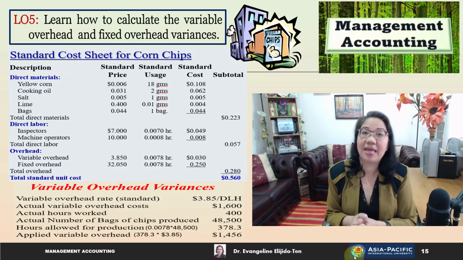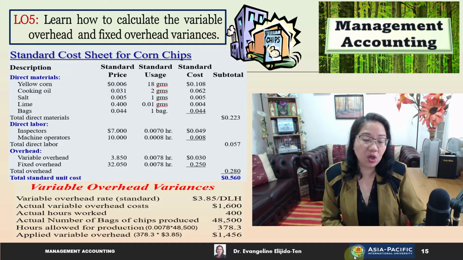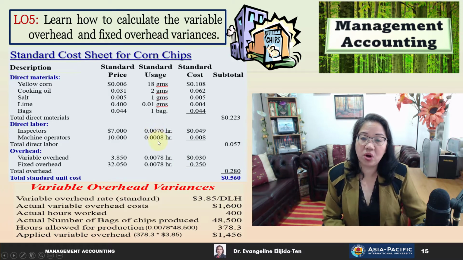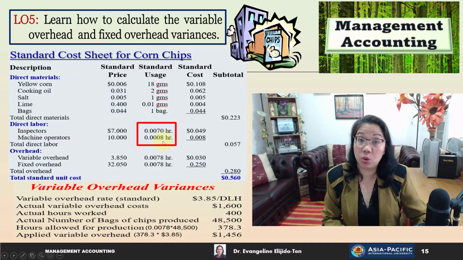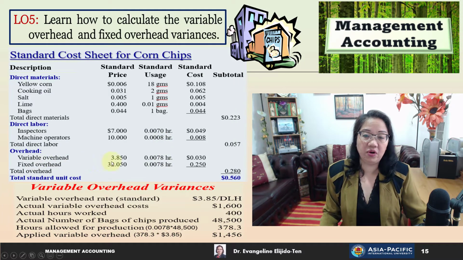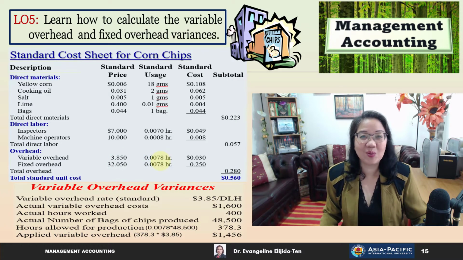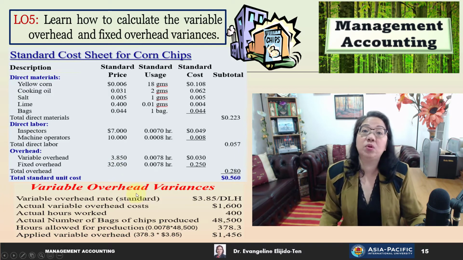And that is actually the case in this corn chips manufacturer. You would notice that total labor hours per bag of chips is 0.0078. We're adding the inspector as well as the machine operator's hours. So you can see here that the variable overhead has a standard rate of $3.85 and standard hours of 0.0078. The same is true with fixed overhead. 0.0078 is the standard hours and the standard price is $32.05.